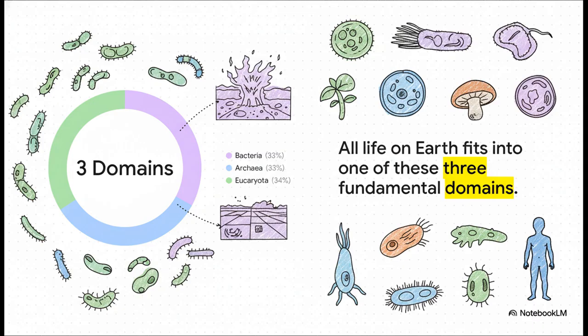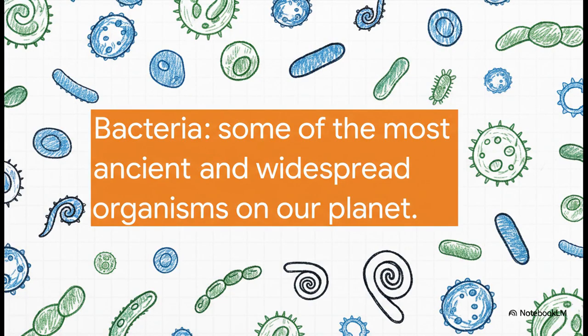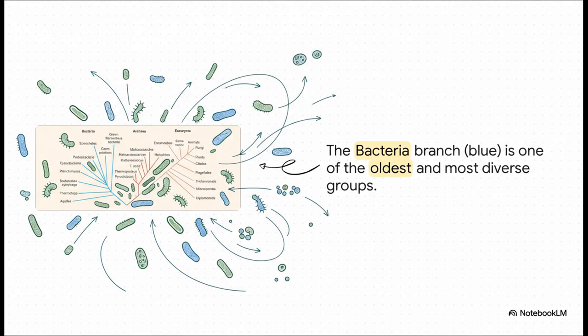Let's jump back to our tree and see what each one is all about. First up, bacteria. These guys are some of the oldest, most widespread organisms on the entire planet. If you look at our tree, the sheer size of that blue bacteria branch is just wow. It shows an incredible amount of diversity that's been evolving for billions of years. And they're not just out there somewhere, they are literally everywhere, from the deepest parts of the ocean to the inside of your own gut.